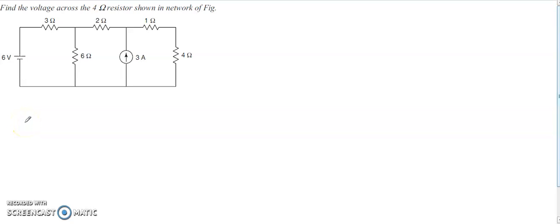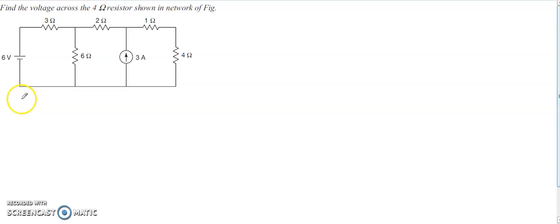Now let's see another example on source transformation. Here the question is, find the voltage across the 4 ohm resistor shown in the figure. This is the 4 ohm. So we have to alter the rest of the part of the circuit without altering the 4 ohm. Okay. So now first we have got at this end a 6 volt source and a 3 ohm resistor in series. So we can convert this into a current source with the resistor in parallel.